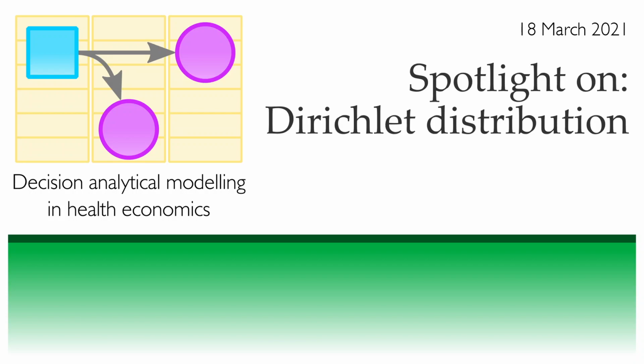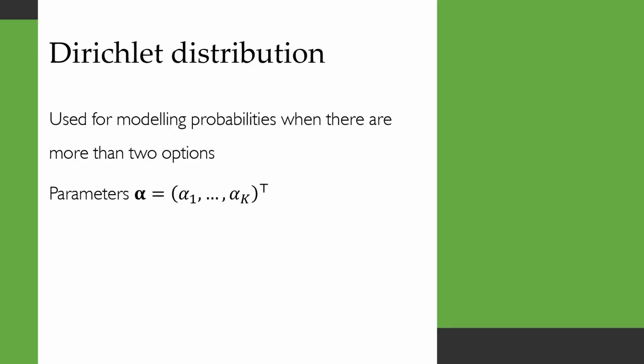In this video, we're going to be casting our spotlight on the Dirichlet distribution, which is a generalization of the beta distribution that we saw before. So the beta distribution was useful when we had two options. The Dirichlet distribution is useful for when there are more than two options, and you have a set of parameters, alpha 1 up to alpha k.